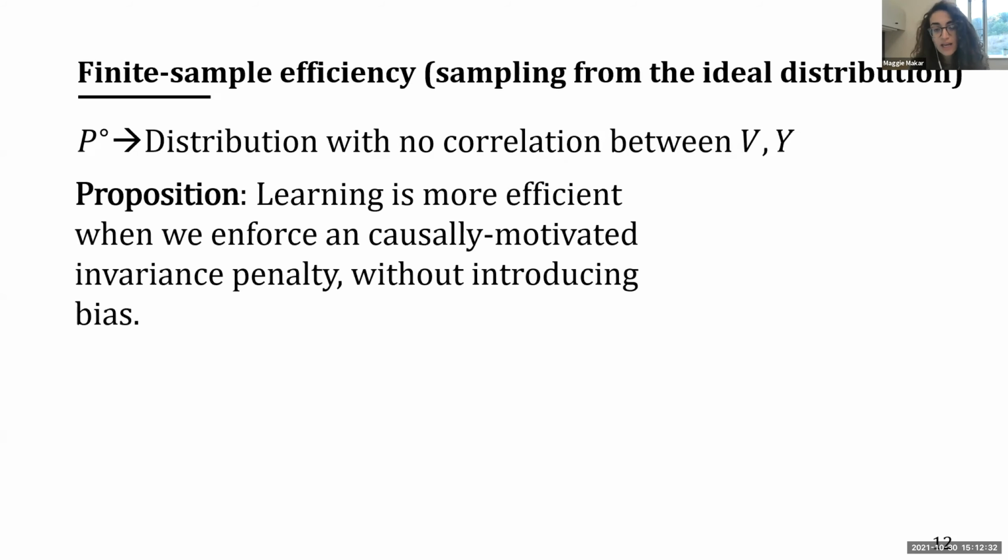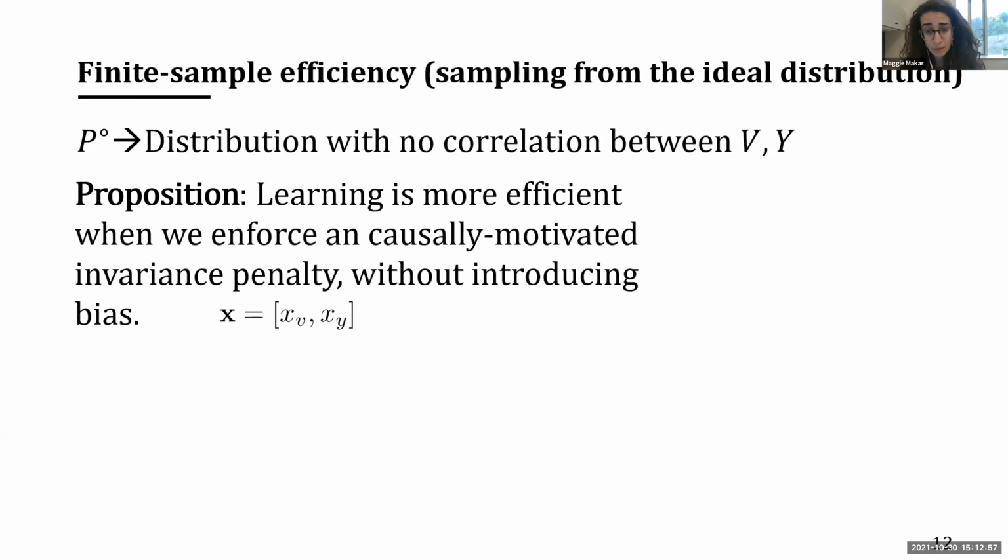Now, let's pretend for a second that we've sampled from this ideal distribution. What we found is that in this setting, by imposing an invariance penalty, which encourages the model to encode independencies that are implied by the causal DAG, this kind of invariance penalty leads to more efficient estimators without introducing bias. And we'll look in a second at how exactly we enforce this penalty. But first, what does this proposition mean?